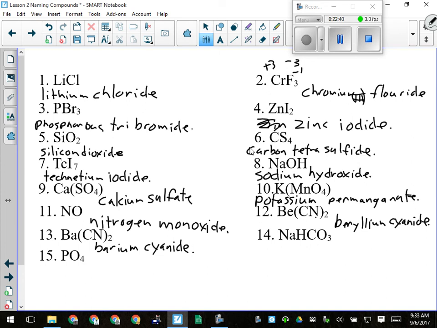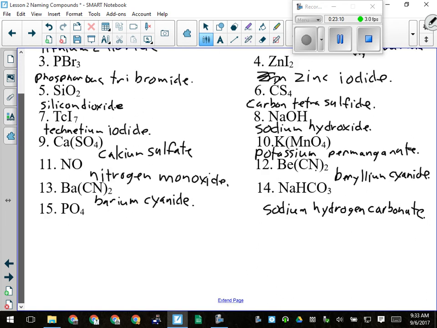Okay, number 14, sodium, and then with, I can't remember if it's called hydrogen carbonate or bicarbonate on yours. Hydrogen carbonate? Okay, so sodium hydrogen carbonate. Anyone know what the common name for this stuff is? You use it all the time. That's baking soda, sodium hydrogen carbonate.